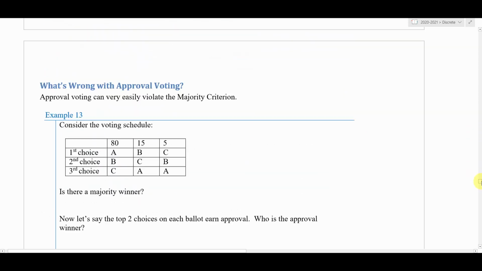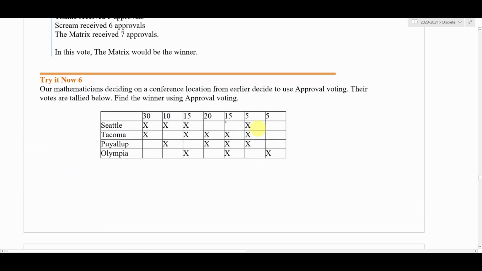Okay. So let's try it now here. Let's see if we can do one. All right, so we've got our mathematicians again deciding on a conference from earlier. We've seen this example before. We ran it with several different voting systems, so we're going to try it with approval voting this time. So we're going to go through and count up how many approvals Seattle has. Right, so we've got 30, 40, 55, and 60 approvals for Seattle.